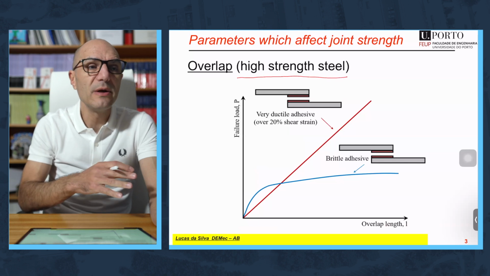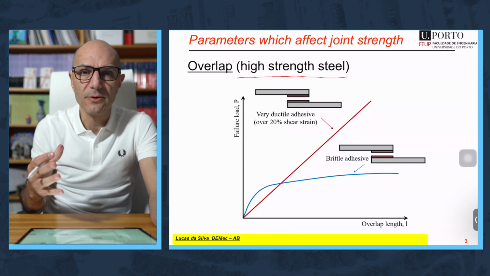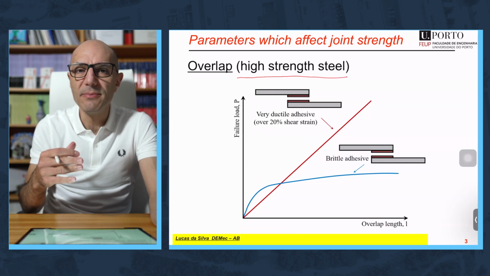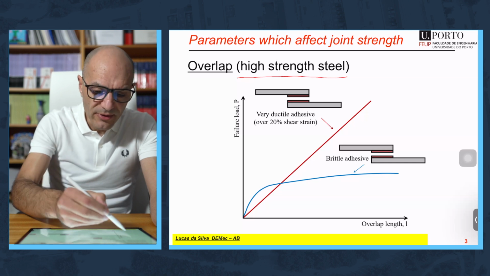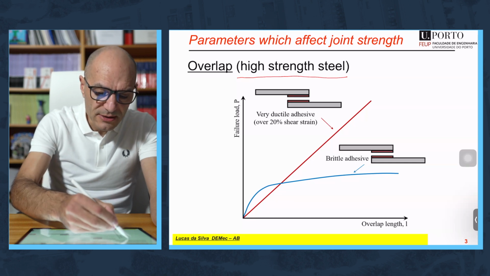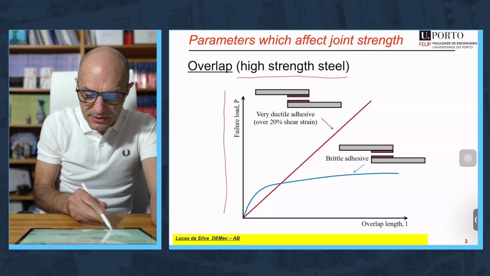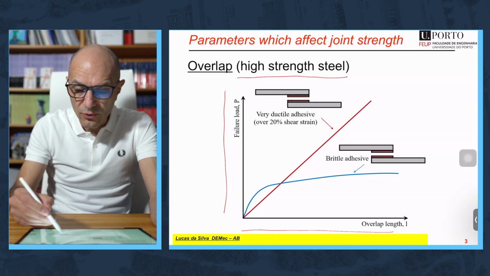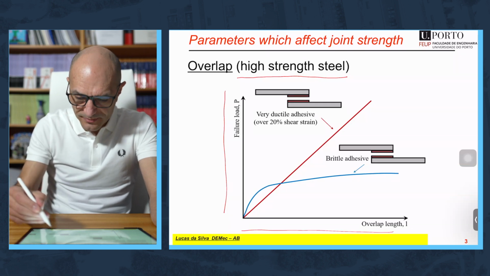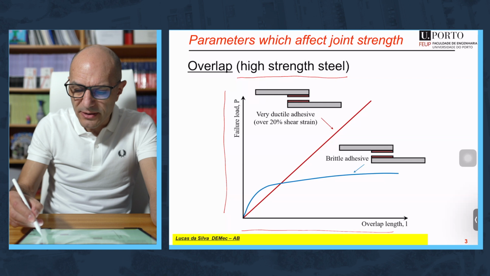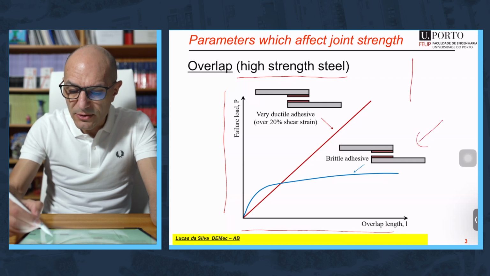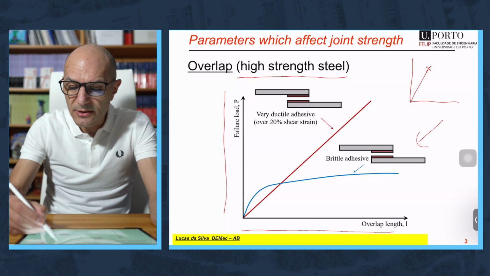So the steel will not deform plastically. The substrate will be in the elastic part. We have a graph which represents the failure load versus the overlap, and we have two cases here. We have a case where we have a brittle adhesive. Brittle adhesive, we are talking about an adhesive which is practically elastic to failure.